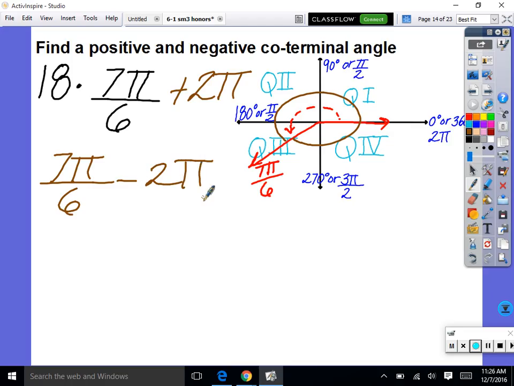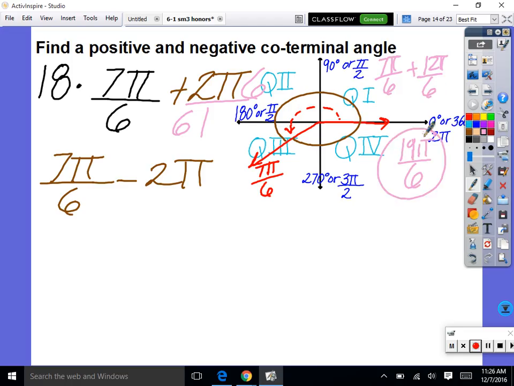So let's get a common denominator. You're going to do this by hand. I want exact answers. So in something like this, you would say that's 2 pi over 1. Common denominator 6. We'd multiply by 6 over 6, correct? So we would have 7 pi over 6 plus 12 pi over 6. So we're going to have 19 pi over 6. That's our positive coterminal angle. Does everybody understand? Yeah. We're just doing it in radians now.